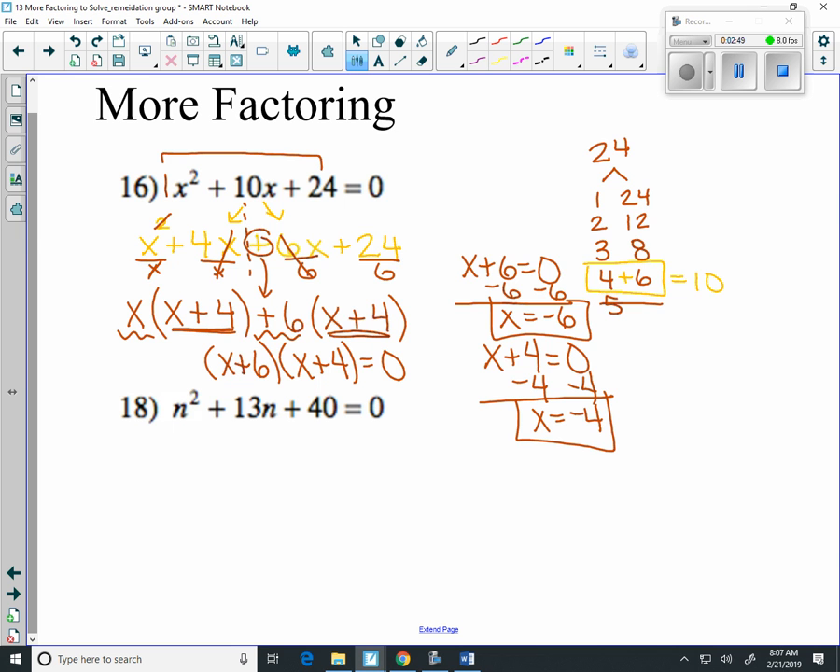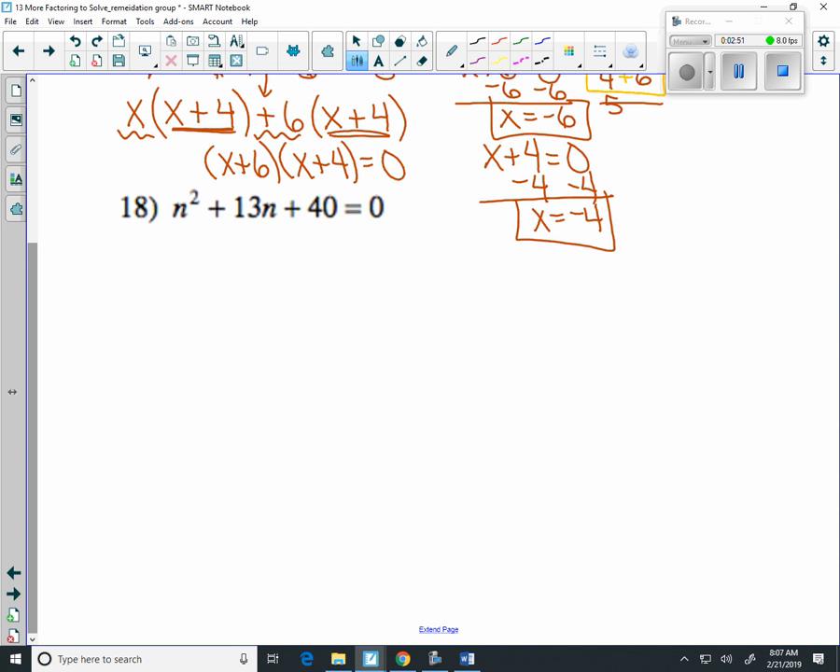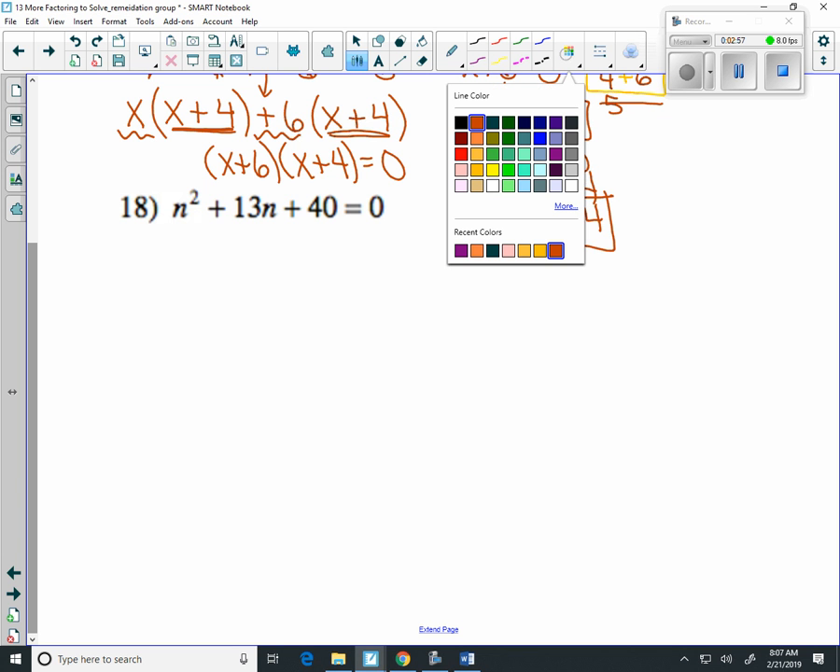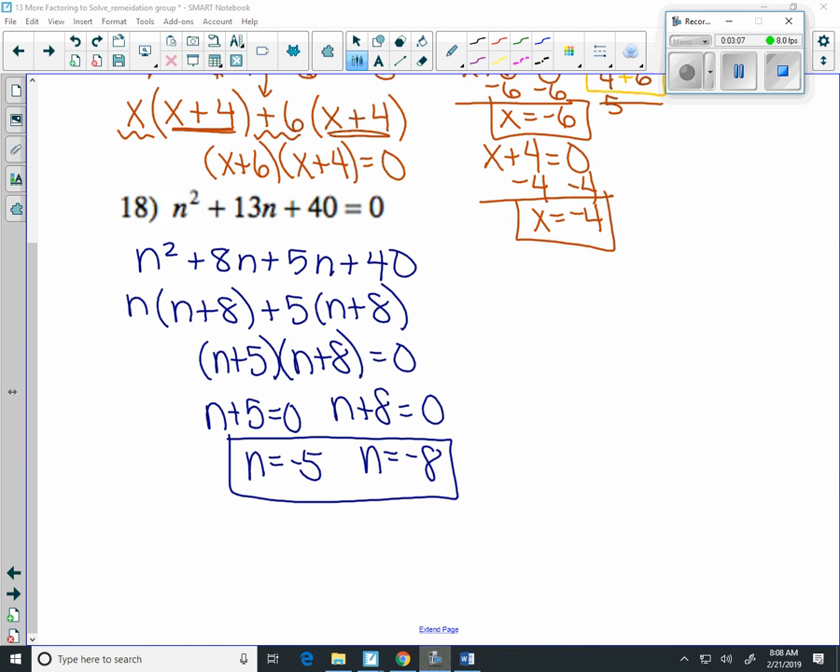All right, if you would, please pause. I'm going to go ahead and write out the answer for number 18. Pause and try number 18. So it's just going to show up out of nowhere for you to check your work with here in about 20 seconds. So go ahead and pause and try number 18. All right, there's your solution for 18. Negative 5 and negative 8. Hopefully that one went well for you.